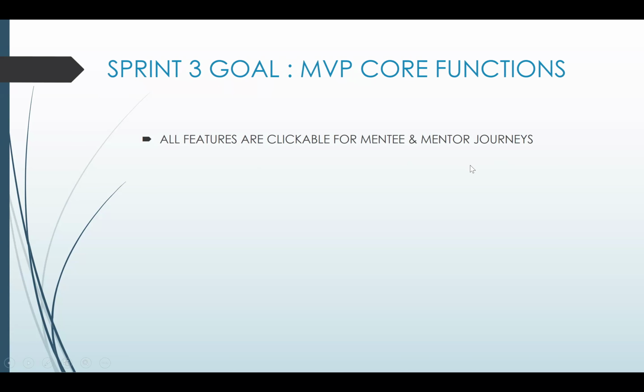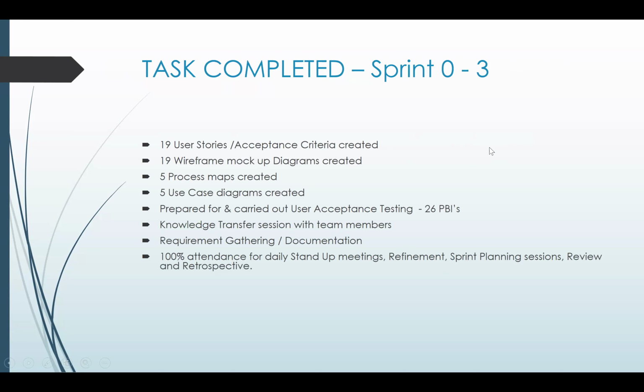So I'll be looking at the Sprint 3 goal tonight, which is the MVP core functions. All features are clickable for mentee and mentor journeys, but I'll also be focusing on all the work items we've done from Sprint 0 to Sprint 3, even to Sprint 4 as well.